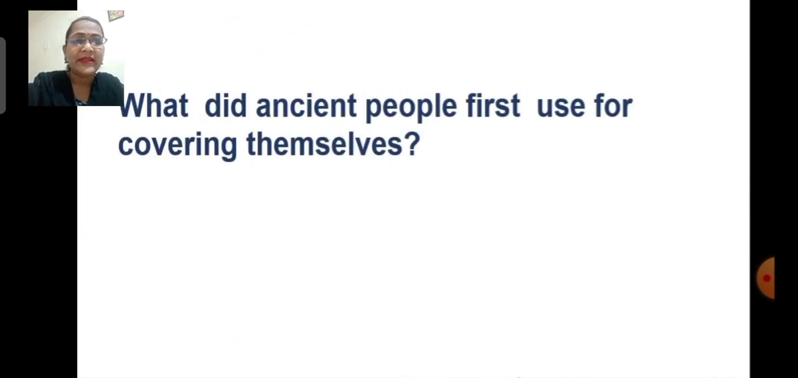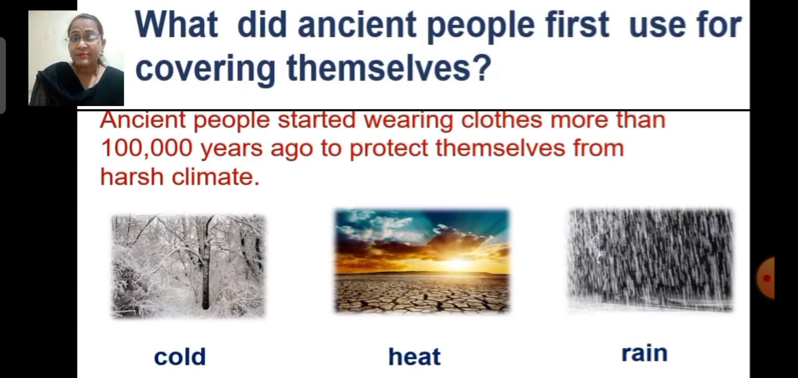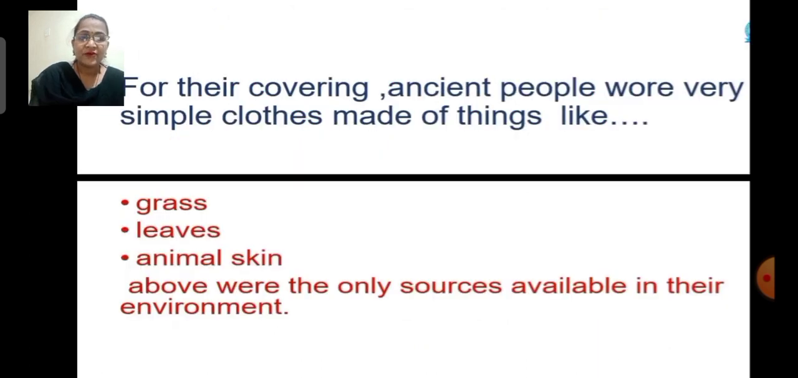Next is, what did ancient people first use for covering themselves? Here, children, let's find out what they were wearing. Children, ancient people started wearing clothes more than 1 lakh years ago. You know why? To protect themselves from harsh climates like cold, heat and rain. For their covering, ancient people wore very simple clothes made of things like grass, leaves and animal skin, which were the only sources available in their environment.